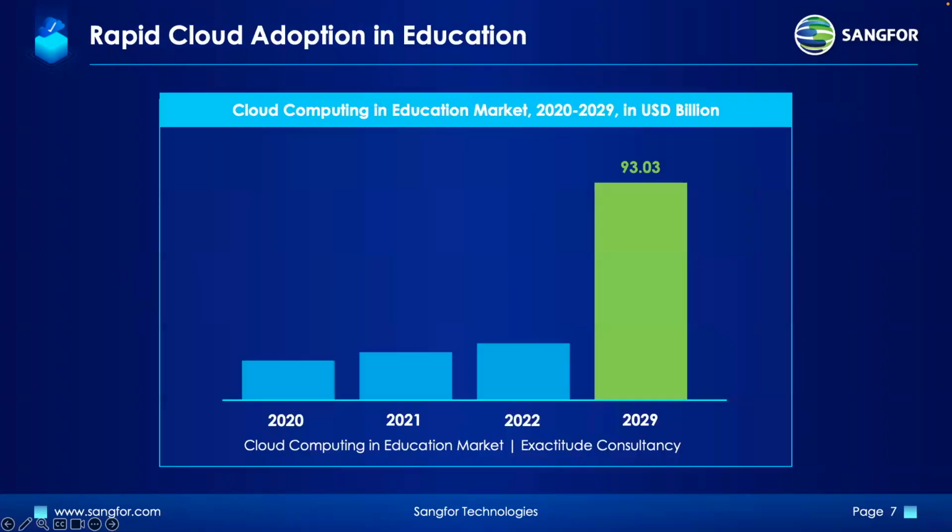Now, as we can see from this chart as well, digitalization in education is not just a trend, it's growing fast globally. Back in 2020, the adoption of cloud in education was still developing. By 2022, we saw a steady increase, but what's really exciting is the projection for 2029. The market is expected to reach over $93 billion, right? So you can see where digitalization, especially when it comes to education, is going in the future.